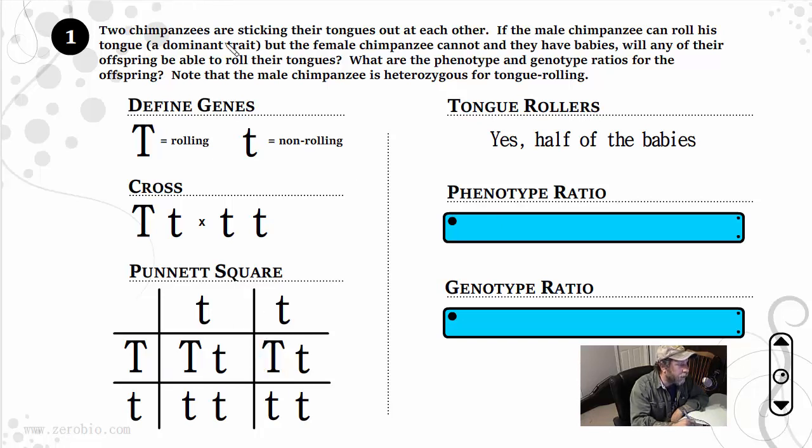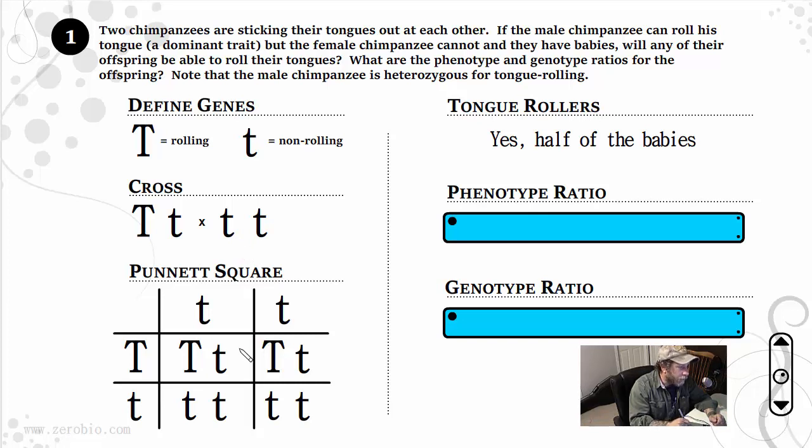Now, phenotype ratio. The term phenotype refers to the outward expression of the underlying genes. So the genes here, like big T, little t, this causes a trait, right? The phenotype for this chimpanzee is tongue rolling. The phenotype for this chimpanzee is non-tongue rolling. So we're not talking about the letters or the genes, but we're using them to figure out what the organism is going to be able to do, what the trait is.